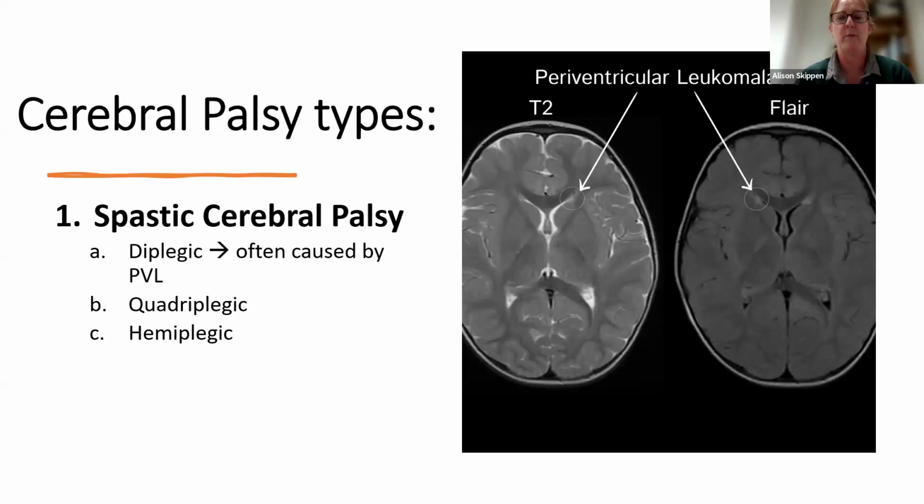If the scan is normal, then we might go on to look at more genetic causes of having tightness in the lower limb. So hereditary spastic paraparesis is another reason, so that's more of a genetic cause. So we'll do genetic testing as well.